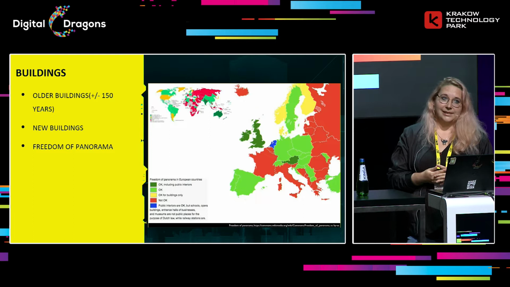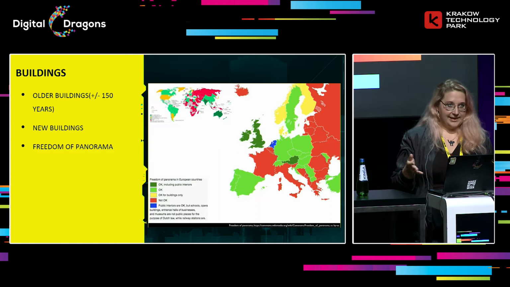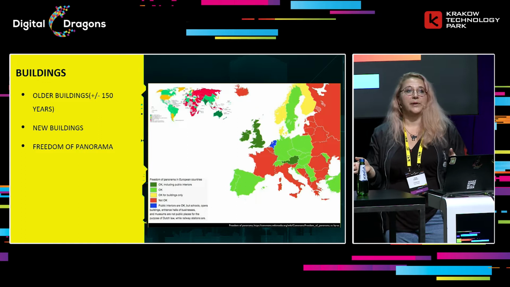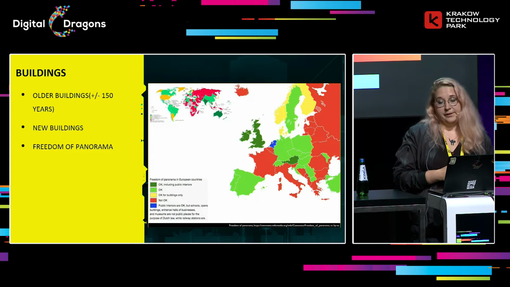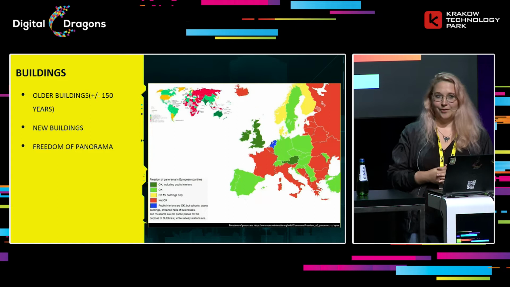And the bottom line here is that if we want to recreate the old town of Krakow or the city center of London, we do not have to spend thousands of dollars on asking for permissions, and so we can simply recreate every single building that we see. But, as always, when it comes to law, it depends on what you're going to create. And as with any rule, there's always an exception.